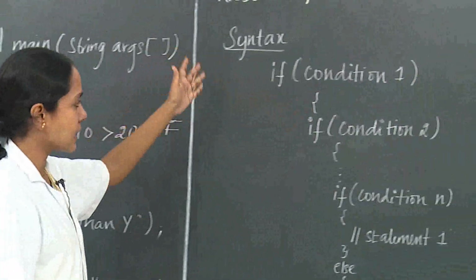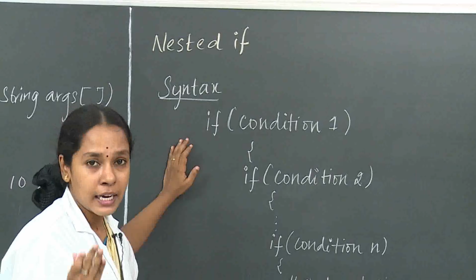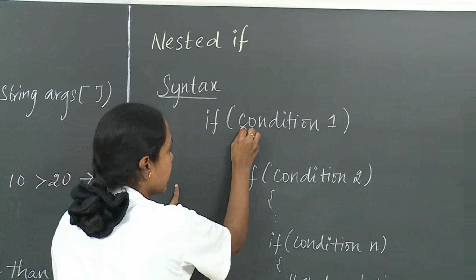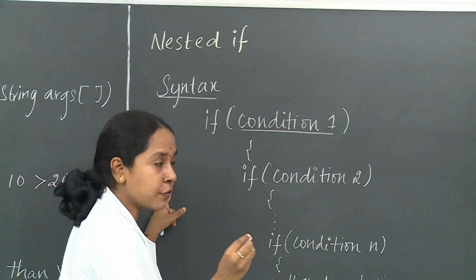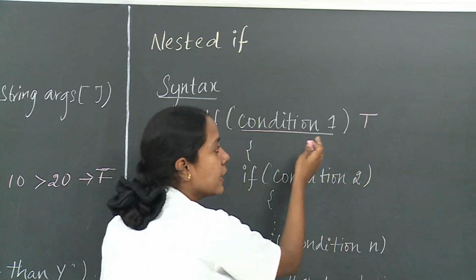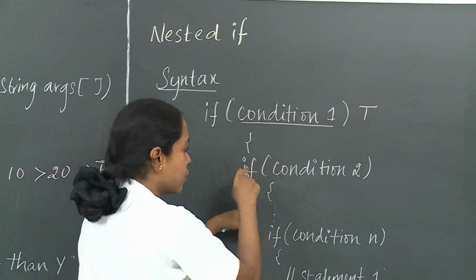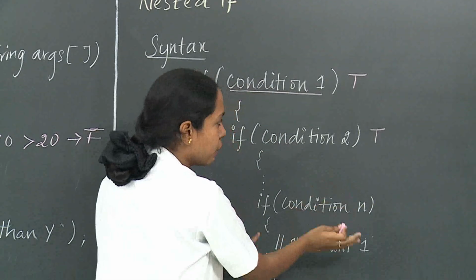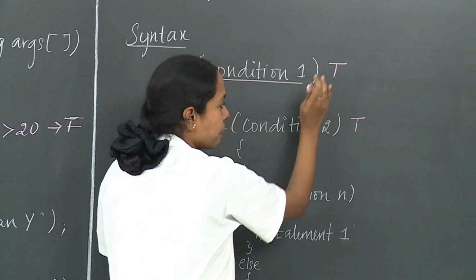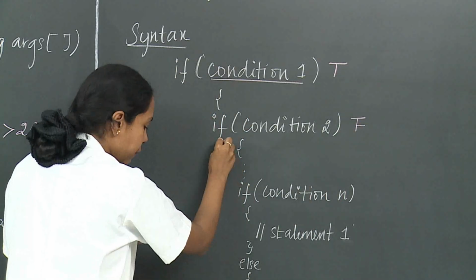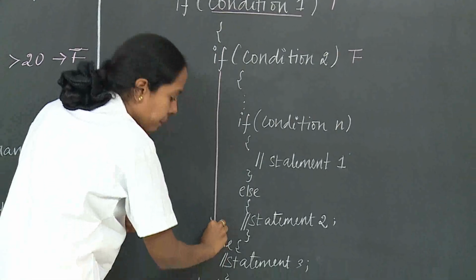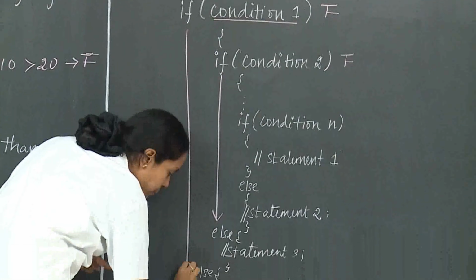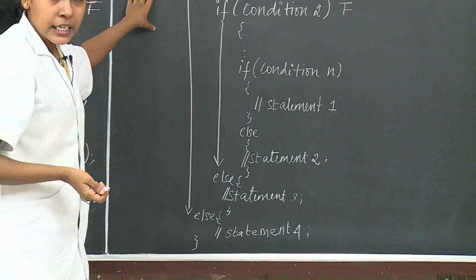Next one is nested if. Nested if, as I already told, needs multiple conditions to be true. So first, if condition number 1 is true, it will execute another condition. So this condition also has to be true. This is how the statement will work. If this condition is true but this condition is false, it will move to this else block. So this is how the nested if will work.